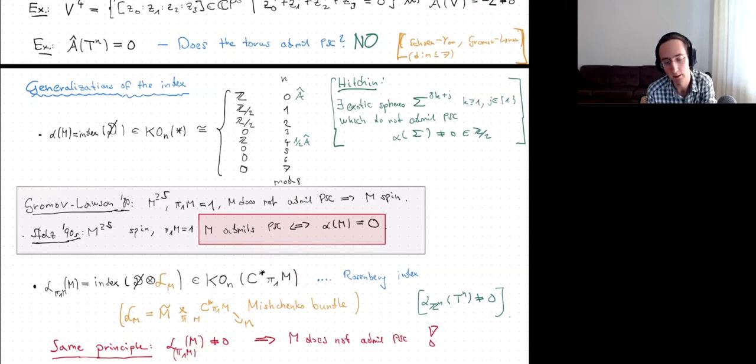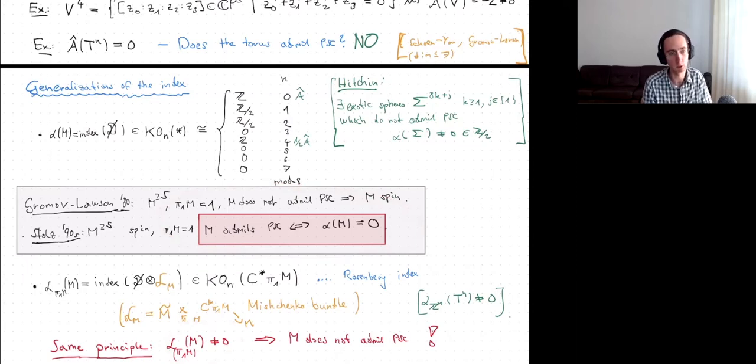And indeed, this index is good enough to deal with the torus. So this index of the torus is non-zero. And in general, for both of these indices, the same principle applies as above. If the index, or the invariant, is non-zero, then M does not admit a metric of positive scalar curvature.